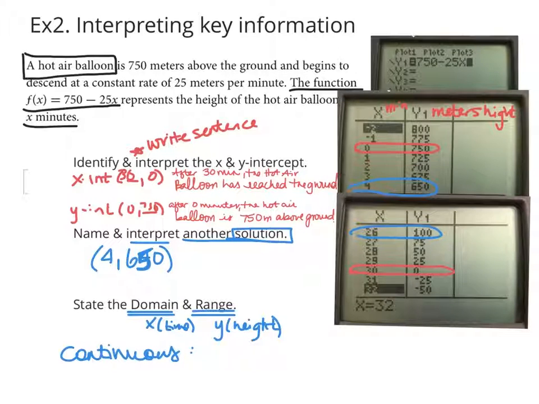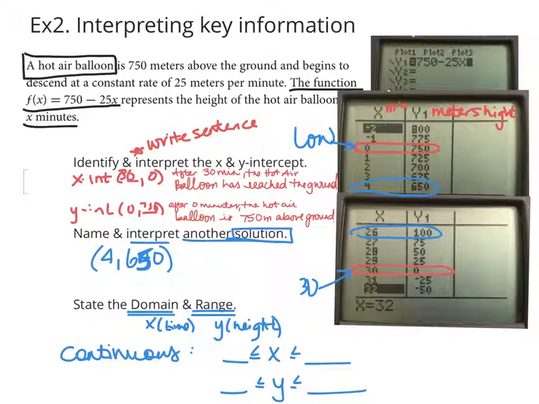So it's going to look like an inequality. I want to think about what's the low number and what's the high number for the x values and for the y values. So in my x values, I'm starting at 0, that's the low. And the highest x value that makes sense for this problem is 30. Remember, these negatives don't make sense because we can't have negative time and we can't have a negative height above the ground, right? This hot air balloon is not going to burrow itself into the ground. So my x is going to be from 0 to 30 minutes.